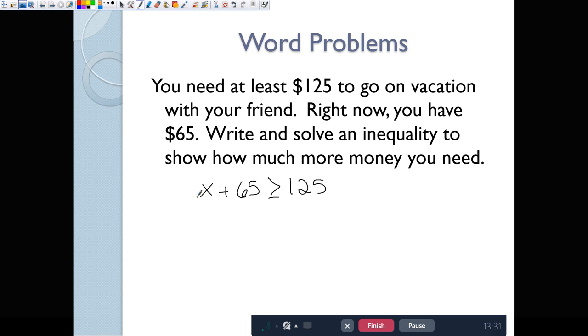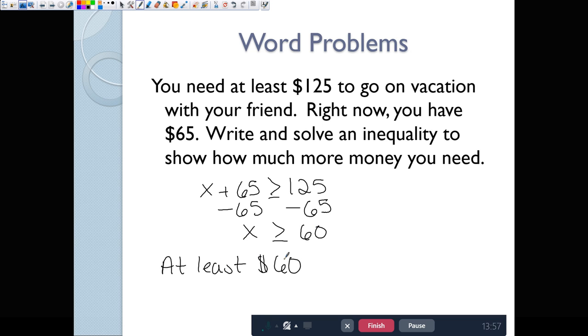So I need to solve, it says write and solve. So I also need to solve. So I'm going to subtract 65 from both sides. So did I multiply or divide by a negative number? No. So I'm going to keep my sign the same. So x has to be greater than or equal to 60. And this is a type of problem that's a real world problem. So I need at least $60. So I need at least $60 to go on this trip. If I have more than $60, that would be beneficial. But I need at least.